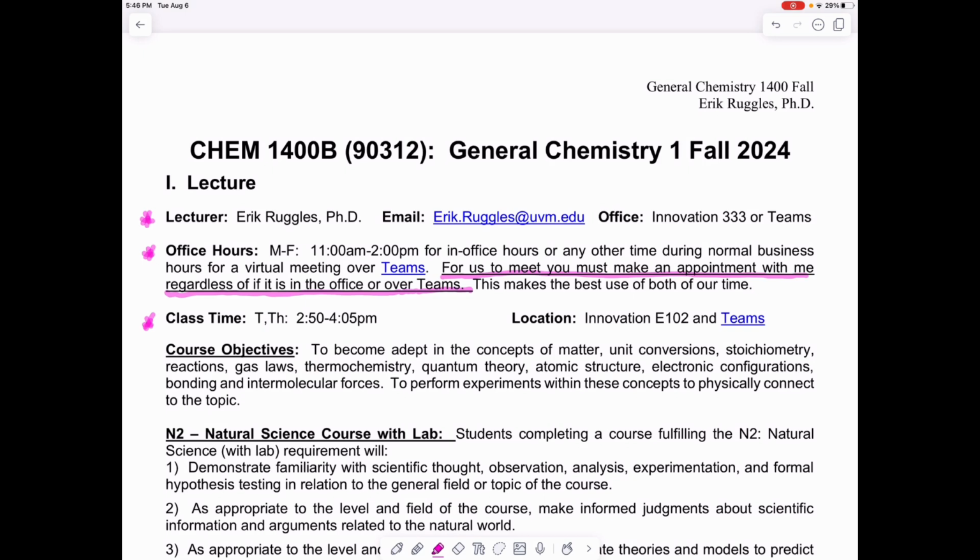Our course objective is basically to learn general chemistry. We're going to talk about matter. We're going to talk about dimensional analysis and going from unit to unit. We'll get into stoichiometry with reactions, thermochemistry, some quantum mechanics, definitely atomic structure, electronic structure, etc., as well as performing experiments within those lecture topics. So not only are we getting the lecture format, but we're also getting the hands-on experience with these concepts in lab.